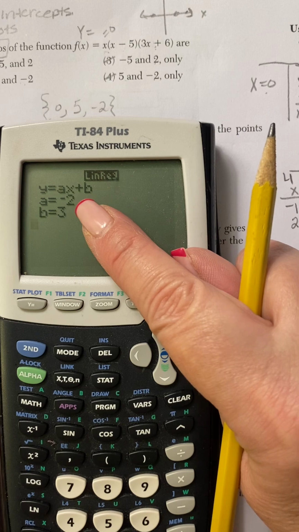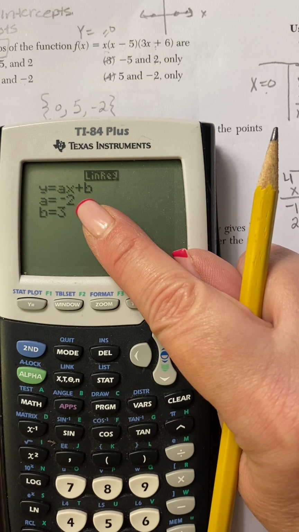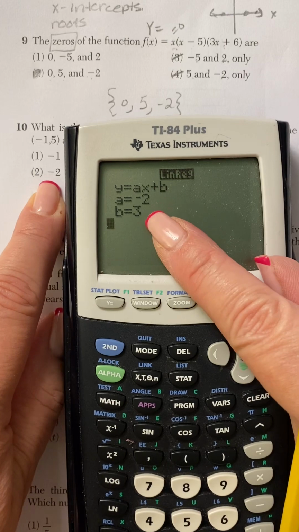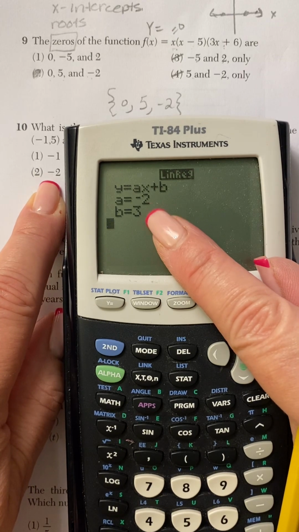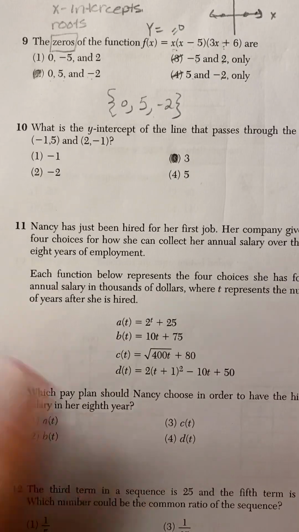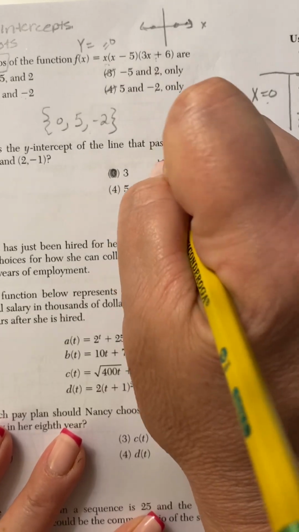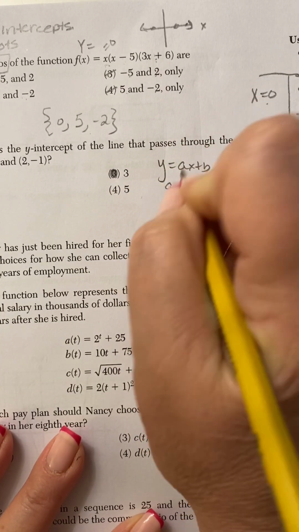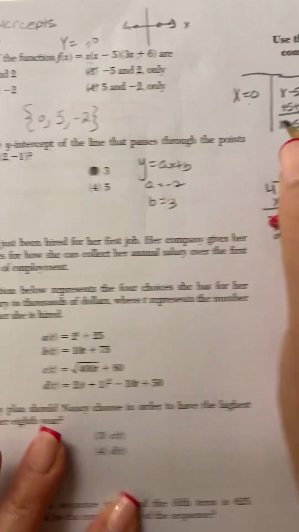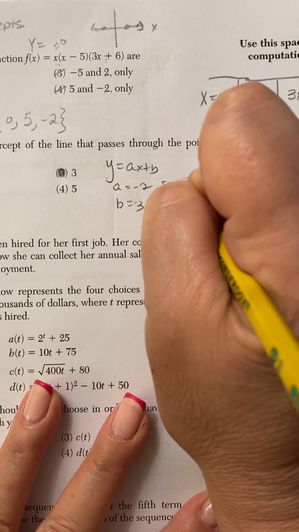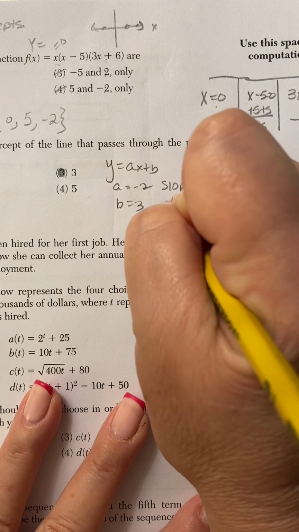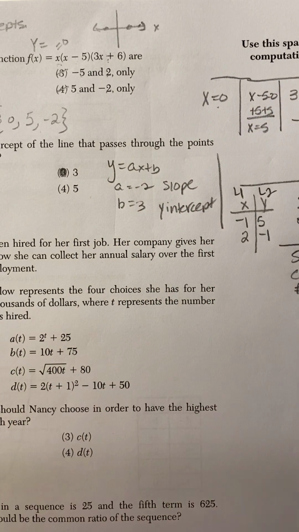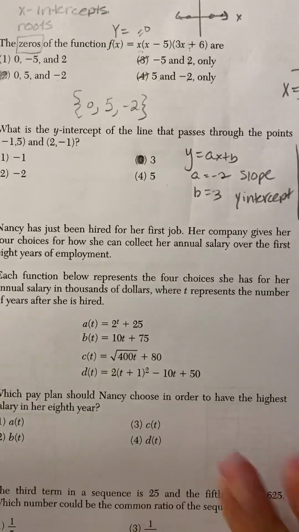AX plus B. A is -2. That's your slope. And look what they did here. They gave you that answer. Okay, and B is equal to 3. That's your y-intercept. So if you're showing this work, you're going to go y equals AX plus B. A equals -2. B equals 3. This is my slope. This is the y-intercept. So another way to do the problem, if you don't want to graph.